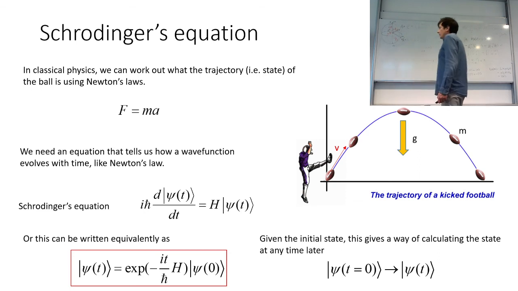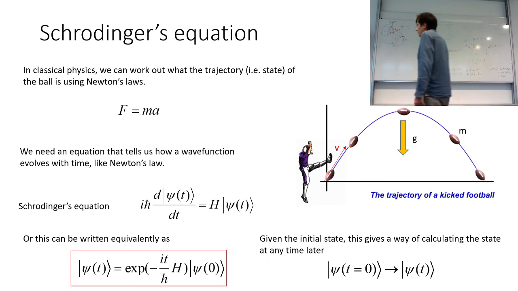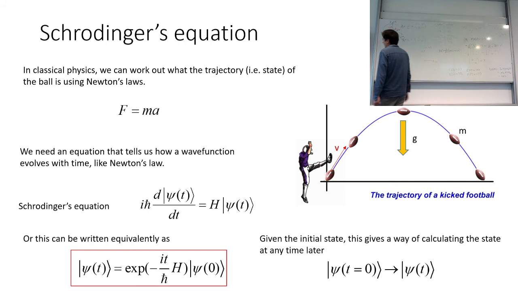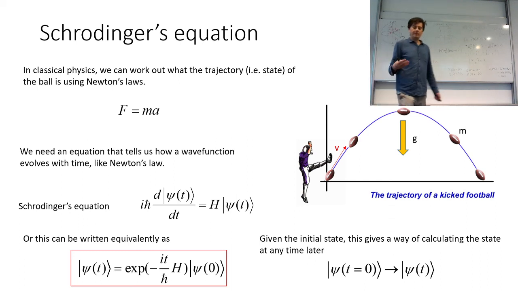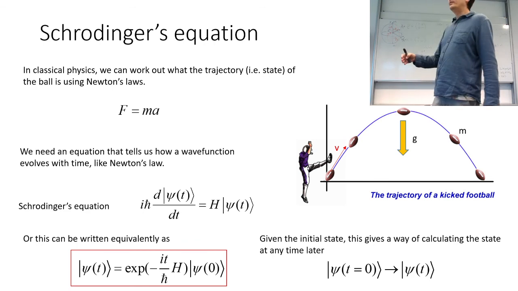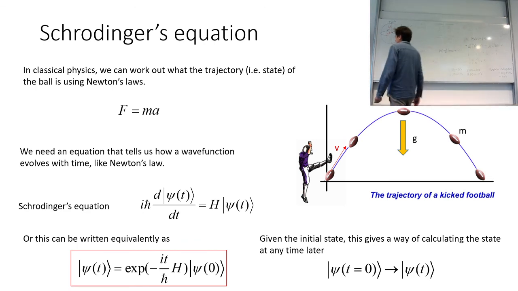Basically what this does is that it has some initial state, and then there's this exponential, which we'll be talking about, and what that does is find what the new wave function is some time later. So by working out this right-hand side, you can work out what the wave function is going to do sometime t later, starting from some initial state.